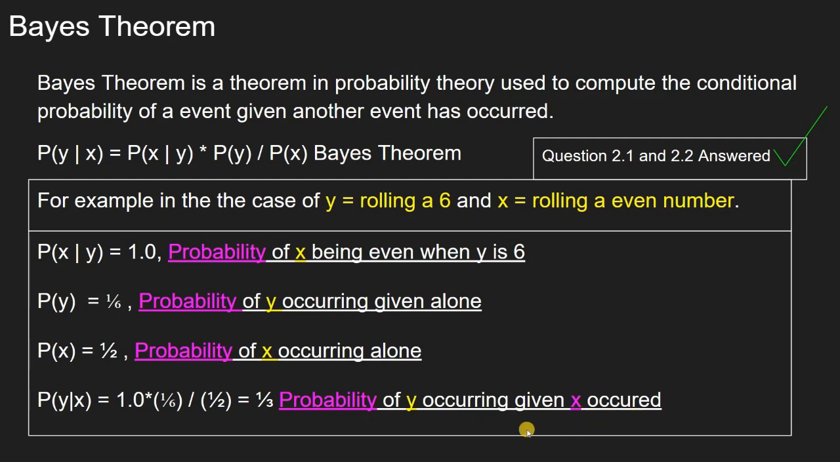And so this is an example of us applying Bayes' theorem to a particular example, and we should be able to apply this now to our naive Bayes model. And that should answer questions 2.1 and 2.2. Alright, let's move on.